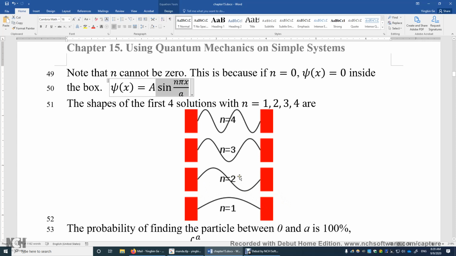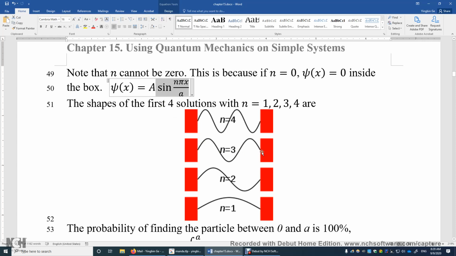All right, what if n is 2? If n is 2, you're looking at sine 2 pi x over A. If you think about sine 2 pi x over A, this function is going to be 0 when x is 0, when x equals A, and also when x is 1/2 of A. So again, sine 2 pi times 1/2 of A over A is sine pi. Sine pi is 0. What if n equals 3? When n equals 3, plug this in, you have sine 3 pi x over A. Now, when x is 0, 1/3 of A, 2/3 of A, or A, this sine function is 0.